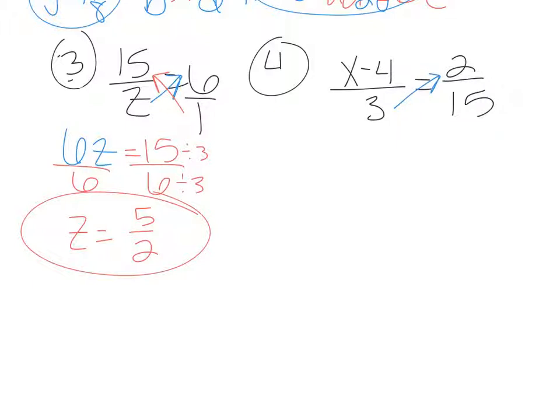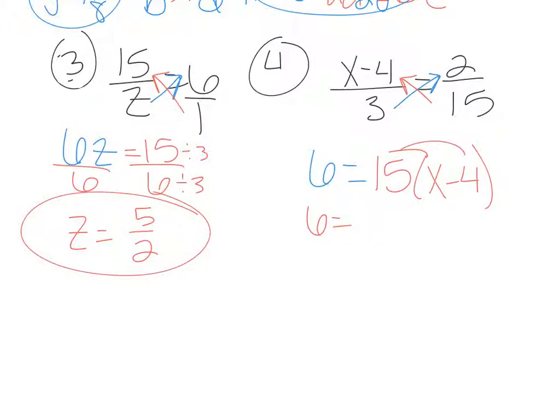The first one's pretty simple. 3 times 2 just gives me 6. Now here's the deal. When I take my other cross product, when I multiply 15 up and across, I have to take 15 times that entire numerator. Not just times the x and not just times the 4. I have to take 15 times the entire thing. How can I show that? 15 open parentheses, x minus 4, close parentheses. Very good. We're going to use parentheses. Put the x minus 4 in parentheses, and that tells me that I need to distribute the 15, or take the 15 times the whole thing.